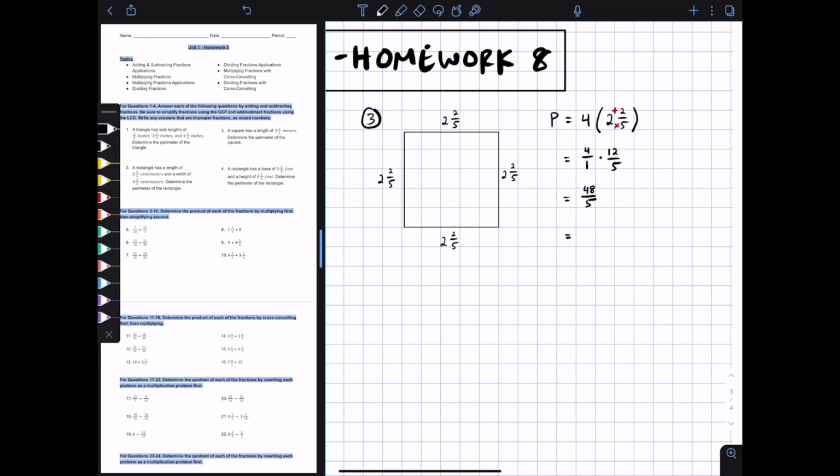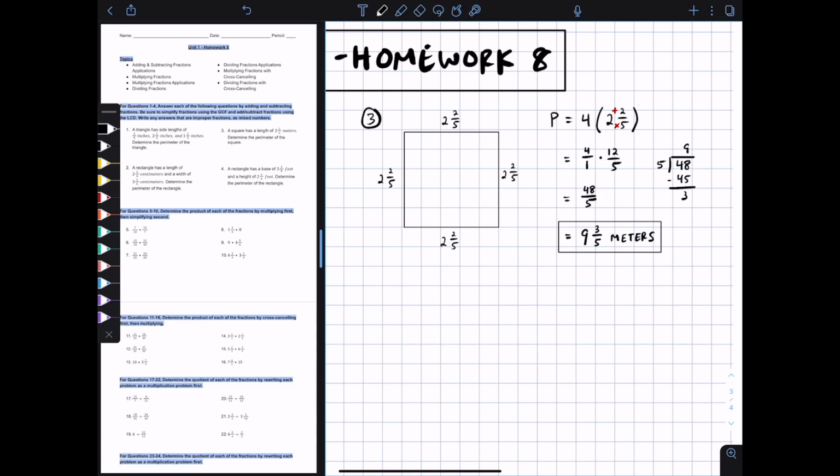To turn this into a mixed number, let's take our 48 and divide by 5, just writing this out to be super clear. 9 times 5 is 45. That's as close as we can get. We'll have a remainder of 3. So we're going to have 9 3/5, and that would be the perimeter all the way around, and we're measuring this in meters. Again, if you're still not comfortable with multiplying, that's okay. You can totally just add up the 4 sides, and that will also work.